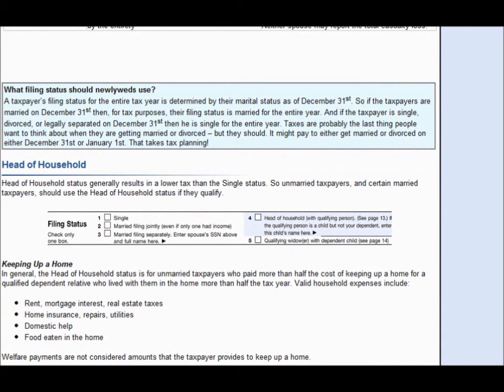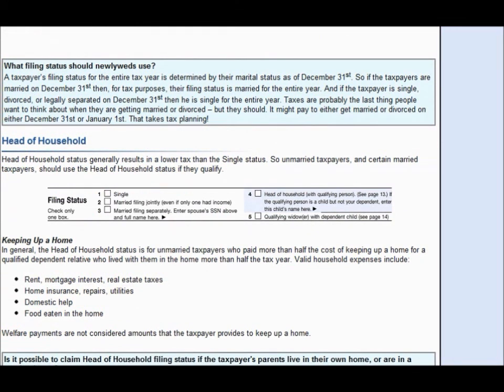What filing status should newlyweds use? Now remember, always go with the filing status at the end of the tax year. A taxpayer's filing status for the entire tax year is determined by their marital status as of December 31st. So if the taxpayers are married on December 31st, then for tax purposes, their filing status is married for the entire year. If the taxpayer is single, divorced, or legally separated on the 31st, he or she is single for the entire year. Taxes are probably the last thing people want to think about when they're getting married.